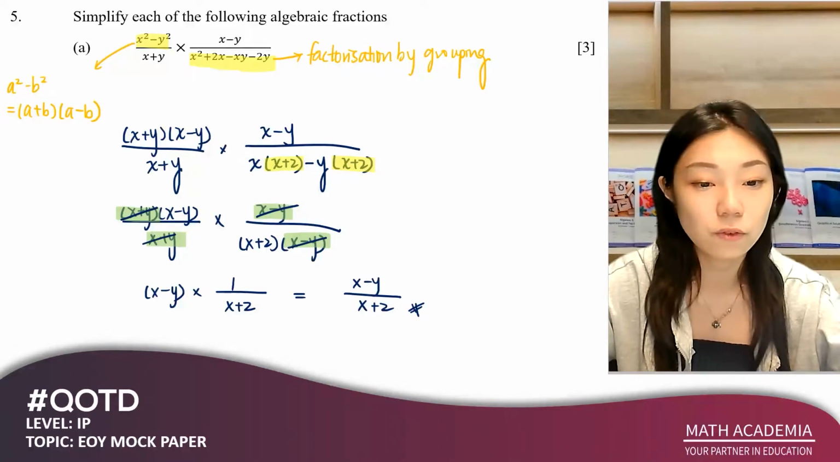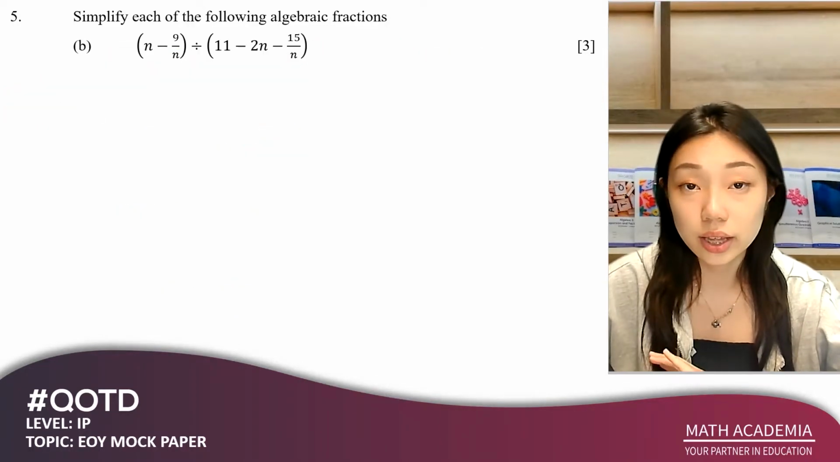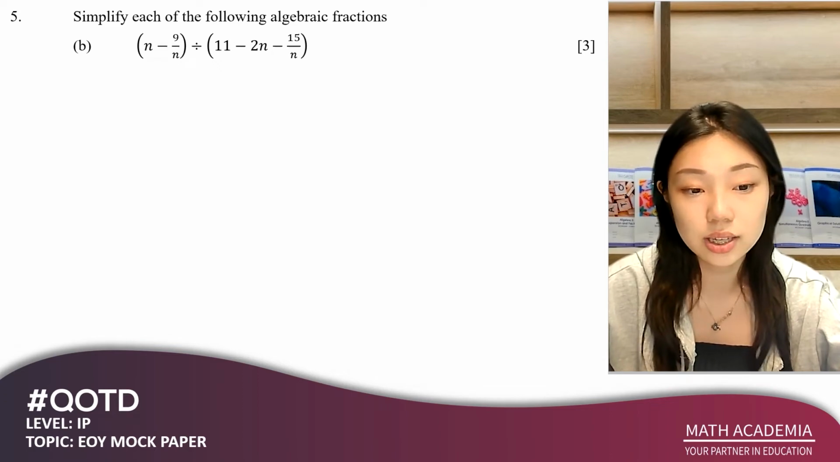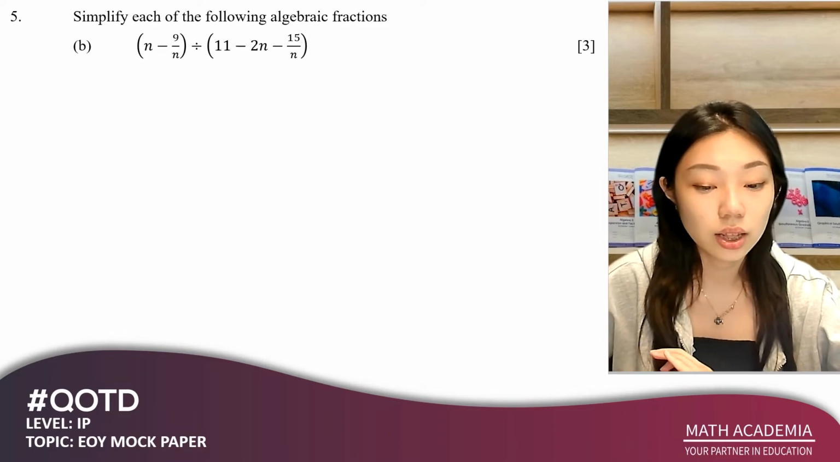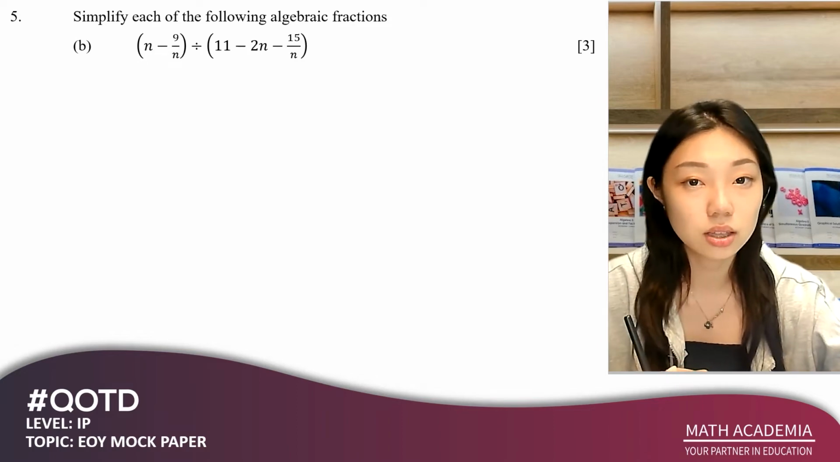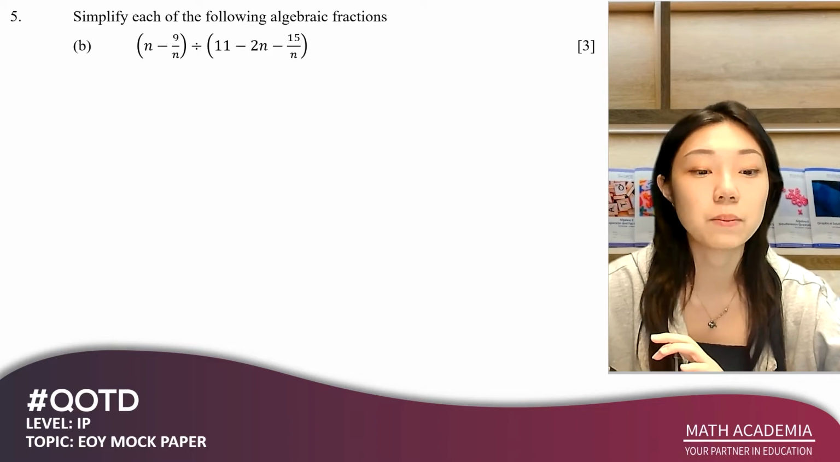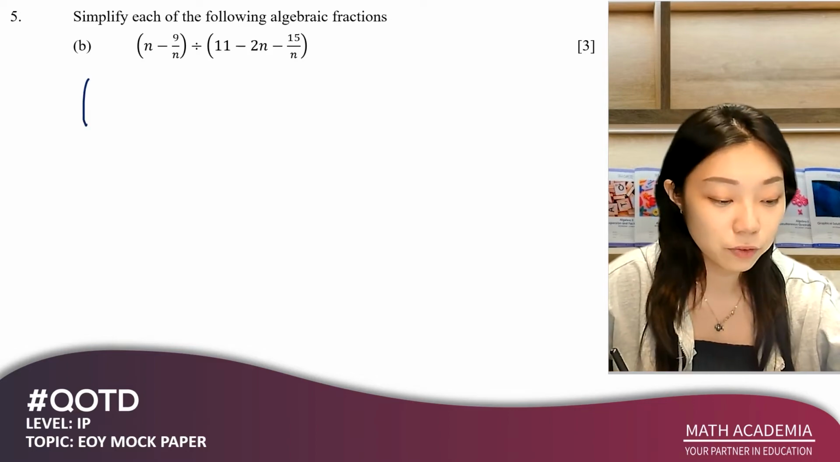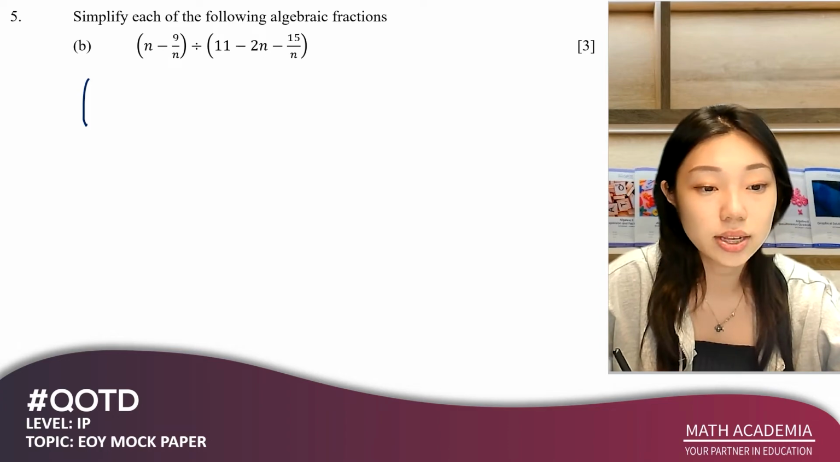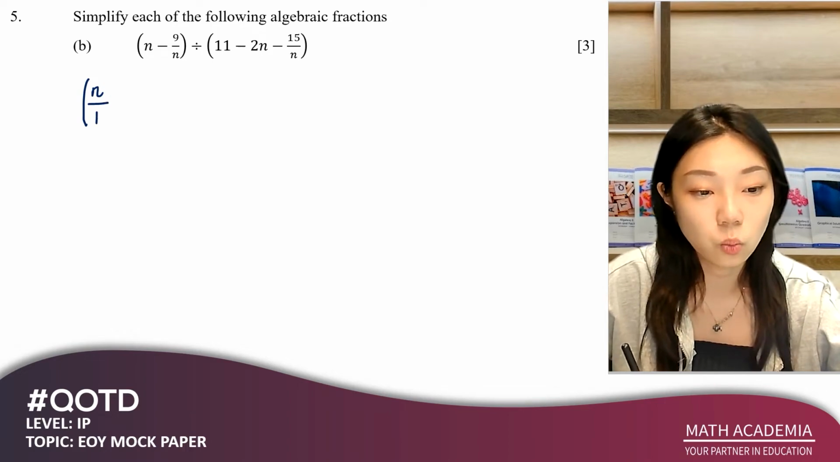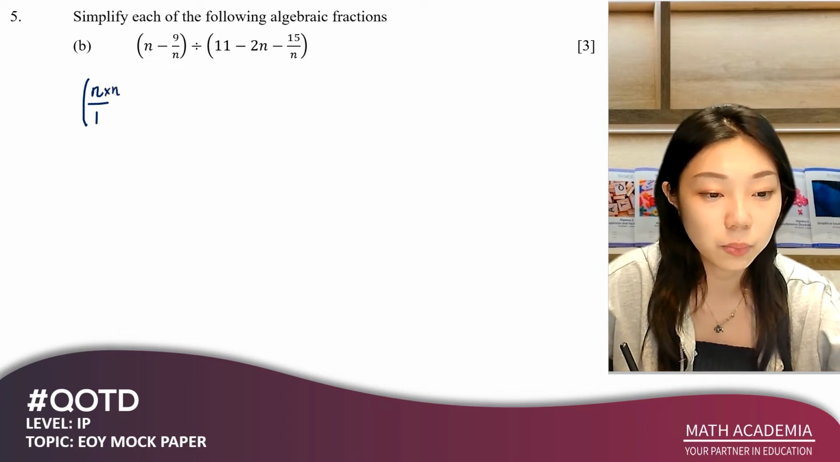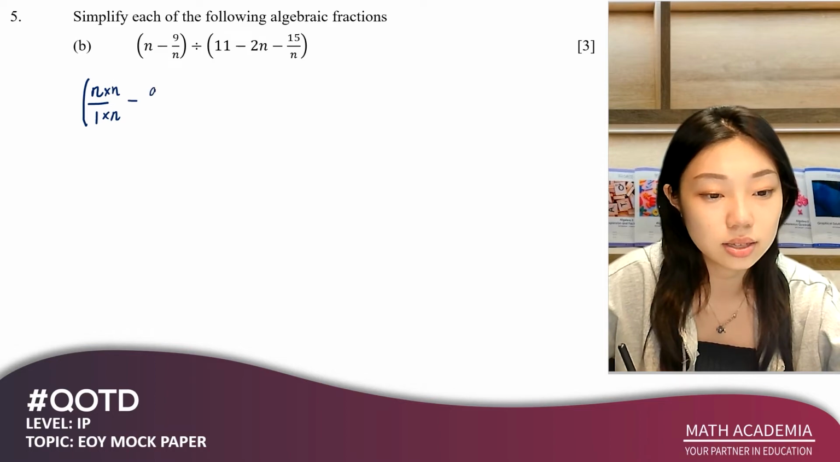Let's look at question 5 part B. For this question, they again want us to simplify the algebraic fractions, but instead of having multiplication, we have division. Okay, let's not panic. So the first step when you see division, we want to express them as a single fraction. So for my first expression, when I want to add an n in my denominator, I need to multiply. n can be expressed as n over 1. When I want n in my denominator, I can multiply n in both my numerator and denominator.